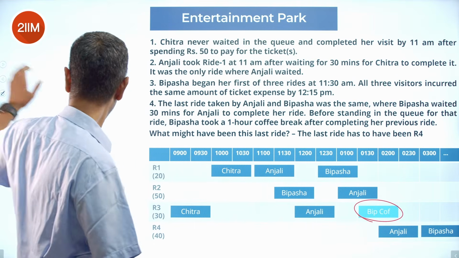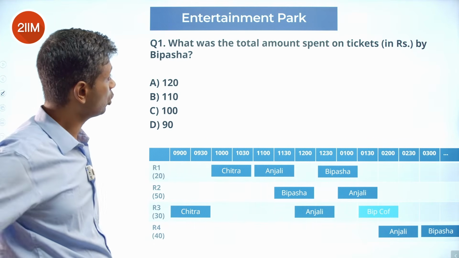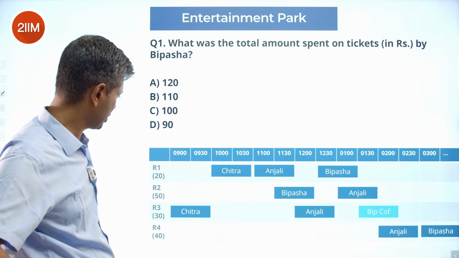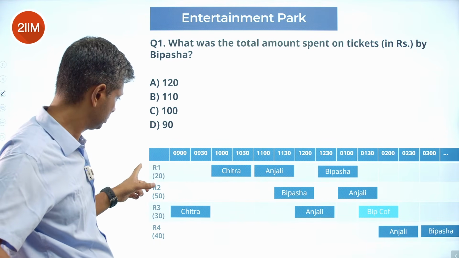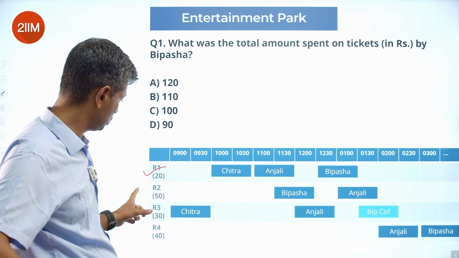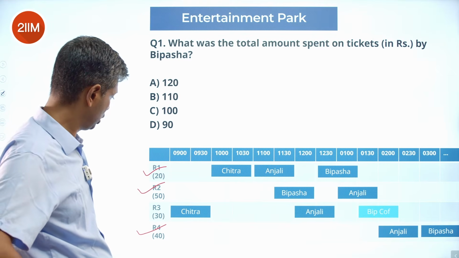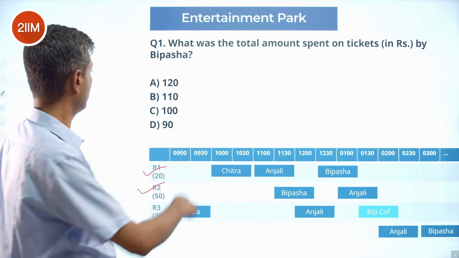You have to look at the questions and answer them. What is the total amount spent on tickets by Bipasha? Bipasha does R1. She does R2. And she does R4. She does not do R3. 20 plus 50 plus 40, 70 plus 40, 110.